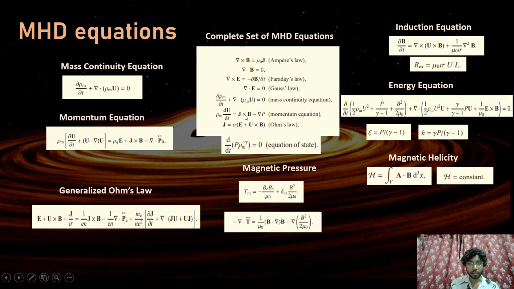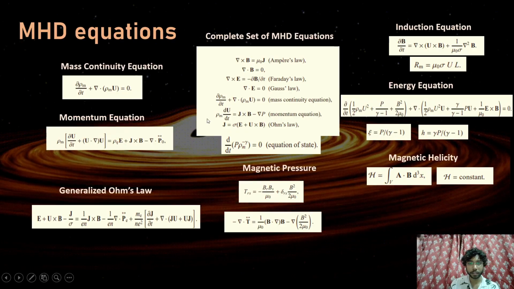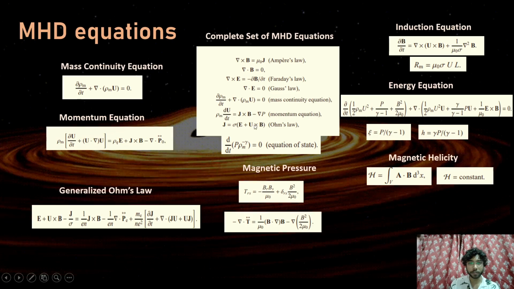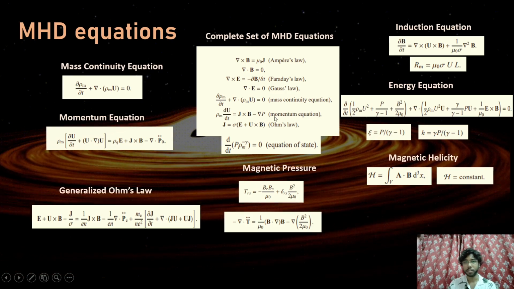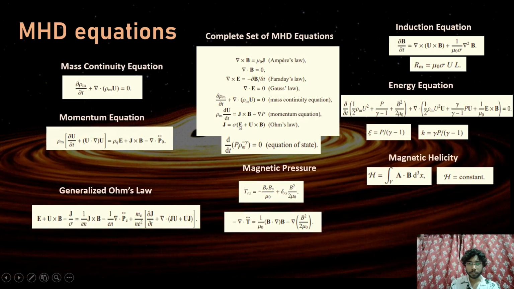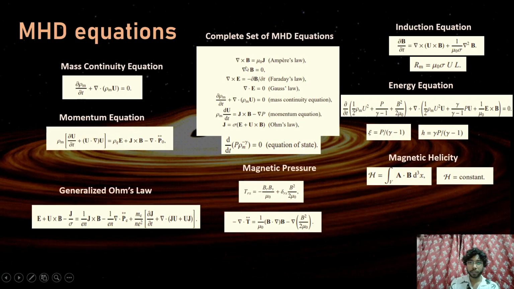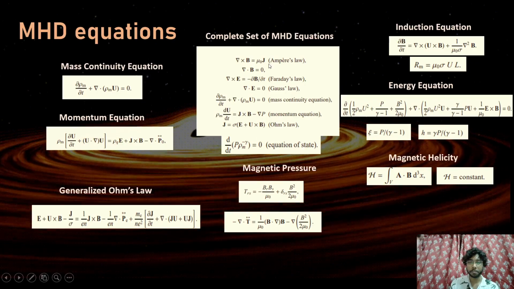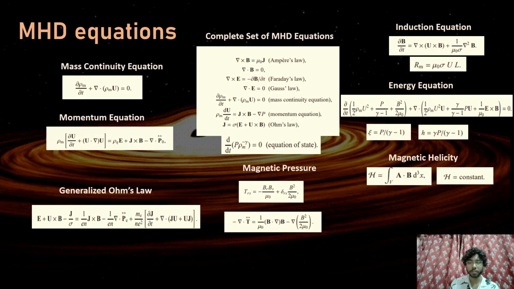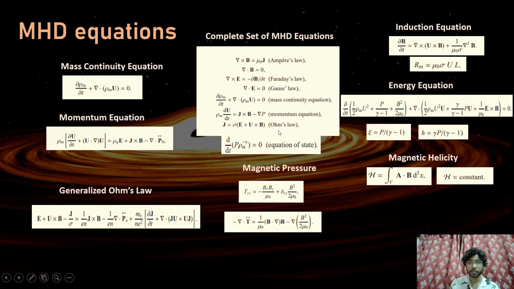So here we are just neglecting the electric field. This is the total derivative, del dot del P. And this is the Ohm's law, and this is the equation of state. So if you see, these form a complete set of equations which can be solved to obtain the values of these parameters.